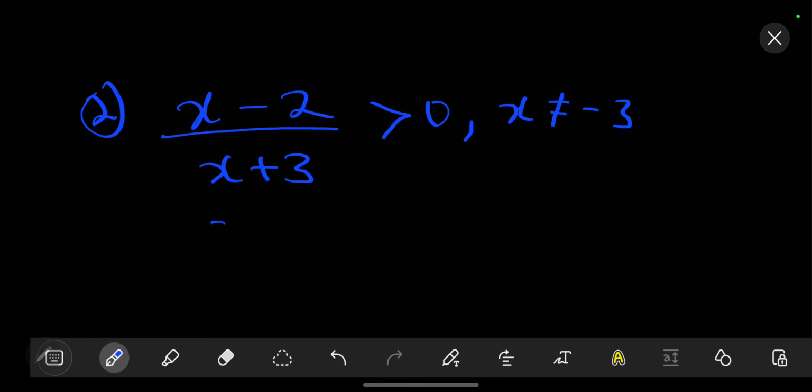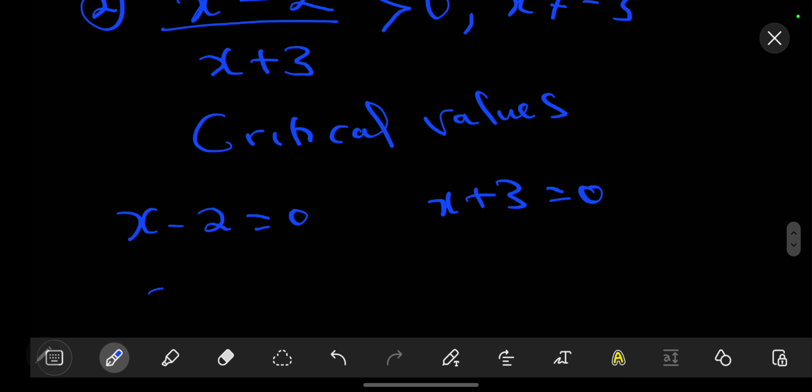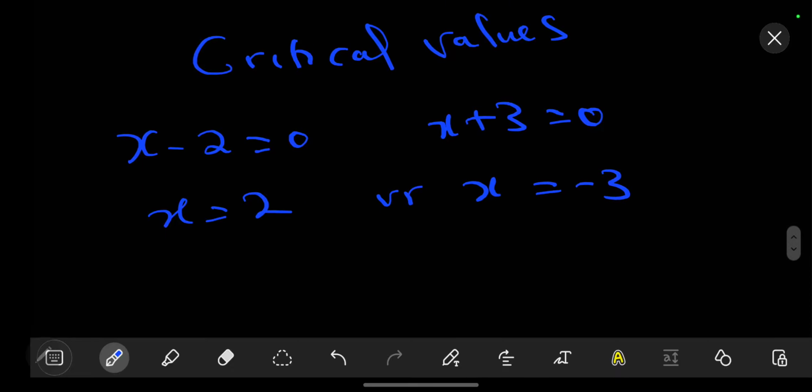The first thing is find your critical values. So your critical values are the zeros of the denominator and the zeros of your numerator. So you just get this one and this one, equate them to 0. So the critical values are such that x minus 2 is equal to 0, and x plus 3 should be equal to 0. Then you are going to have x equal to 2, or x equal to negative 3. So these are our critical values.